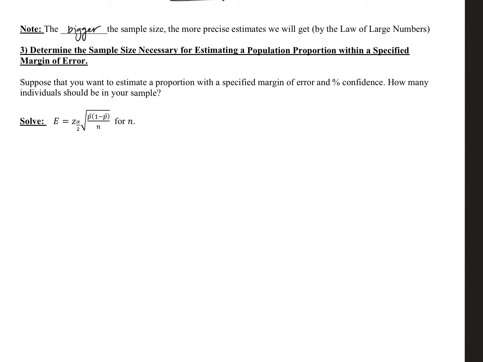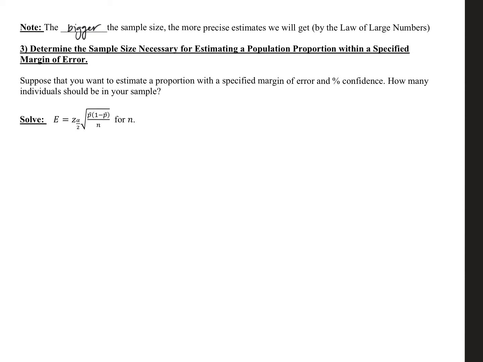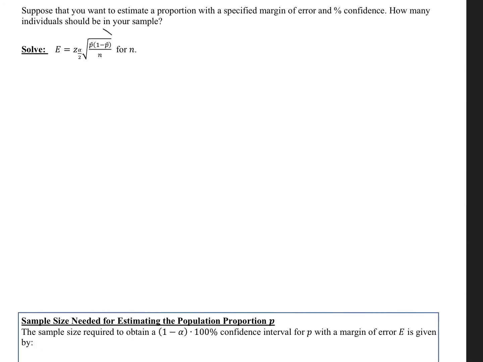So suppose that you want to estimate your proportion with a specified margin of error and a certain percent confidence. How many individuals should be in your sample? First let's take a look at the formula for margin of error. We were just introduced to that. Now what we're going to do is solve for n to create a formula for sample size.